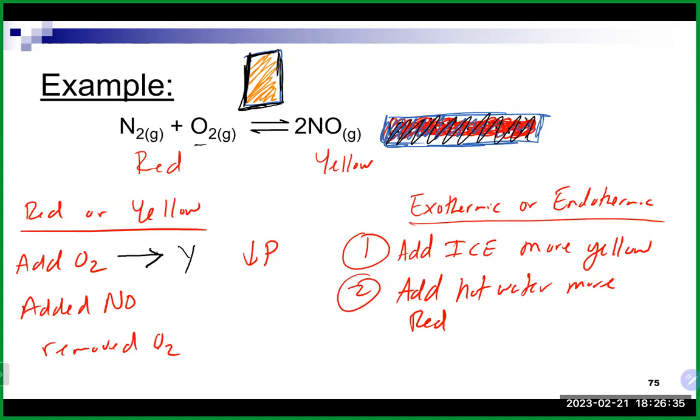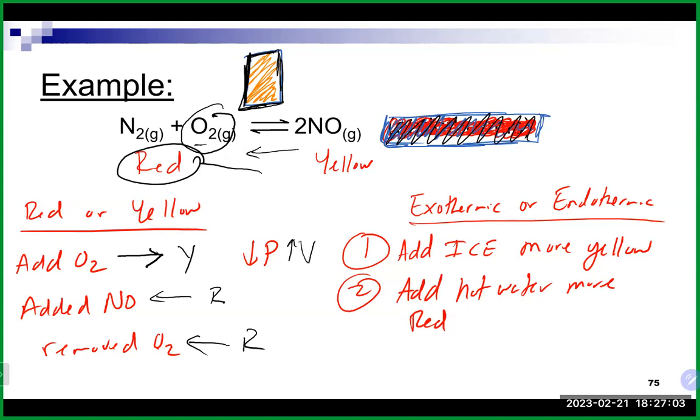If I added more NO, should it cause the equilibrium to shift to the right or to the left? It should cause it to shift to the left, which means we should see more red. If we remove O2, it should come towards the O2, as we create a hole. And that means we would expect it to turn more red as well. If I decrease the pressure, that means my volume has increased, which means it should shift to the side that has more gas molecules. And in this particular case, which side is that?